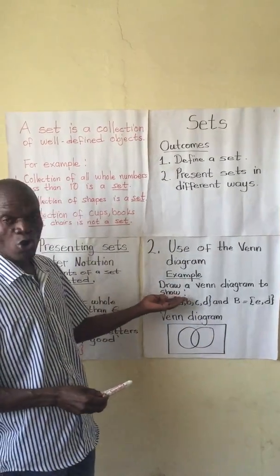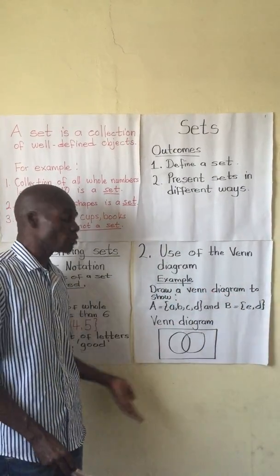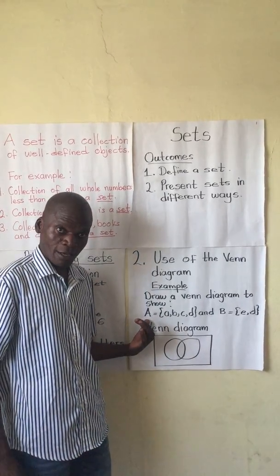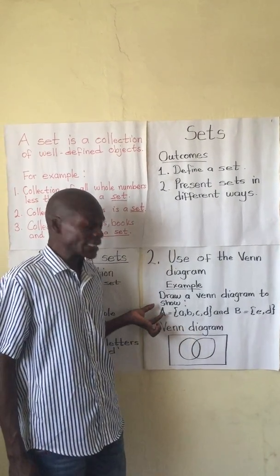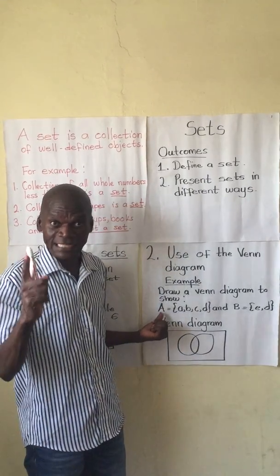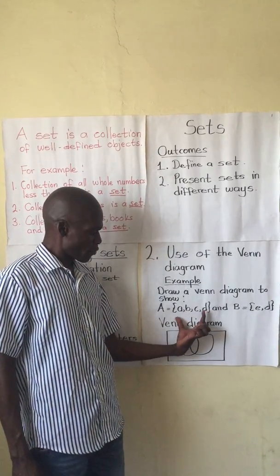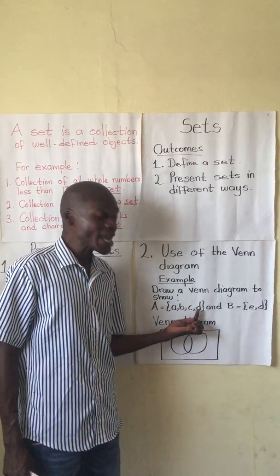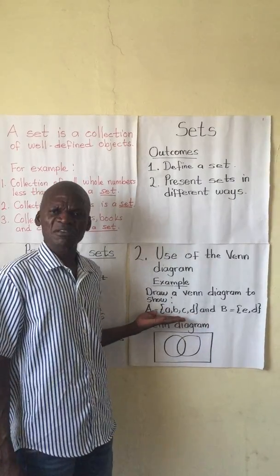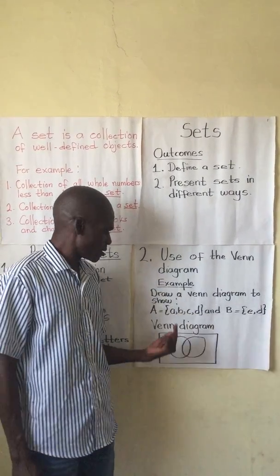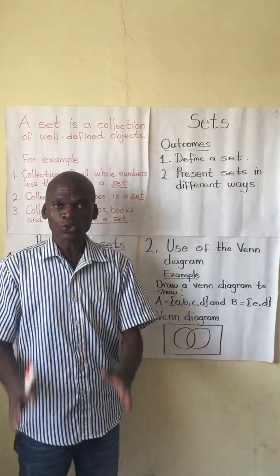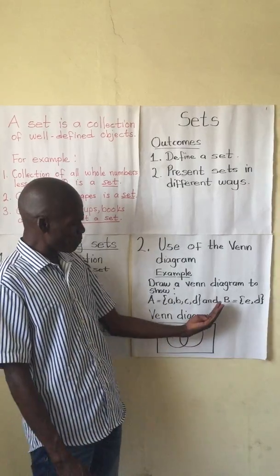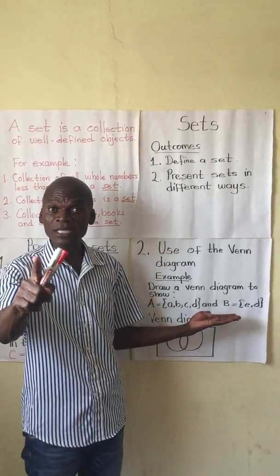It says, example, draw a Venn diagram to show, remember what I told you? A, it's a capital letter A. It is a set. The brackets are there. There's no and there, but there's A, B, C, D. You can even count the elements or the members. 1, 2, 3, 4. So in A, there are 4 members. Look at B. B is also a capital letter, meaning it's a set.